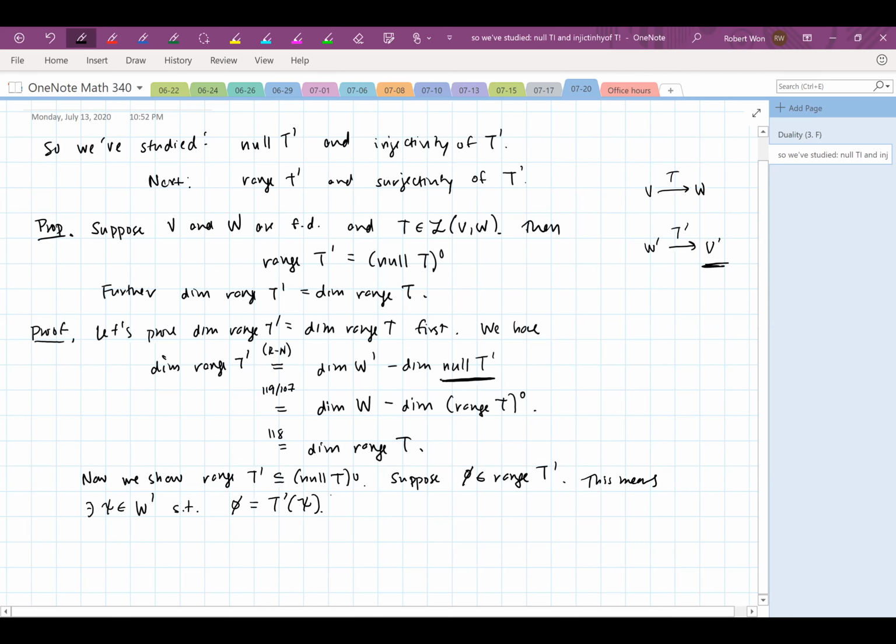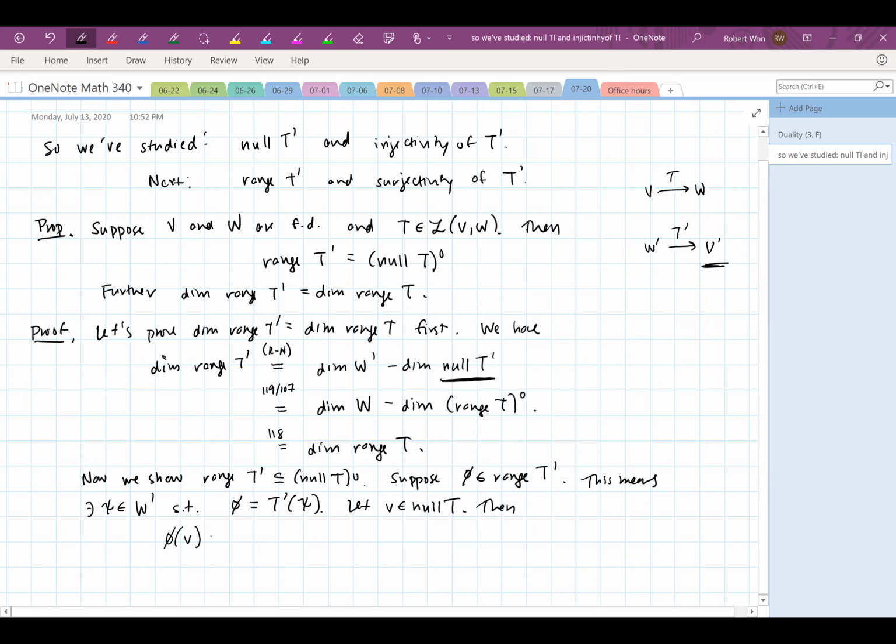Okay, I'm trying to show that phi is in the annihilator of the null space of T. So I want to show that if you take anything in the null space of T and you plug it into phi, you get 0. Right, so let's let V be in the null space of T. Then I'm trying to show that phi of V equals 0.